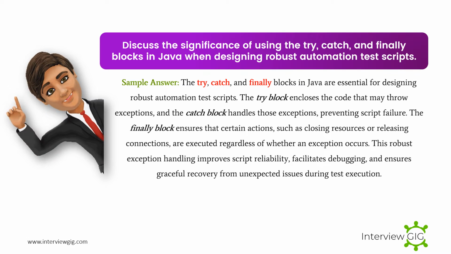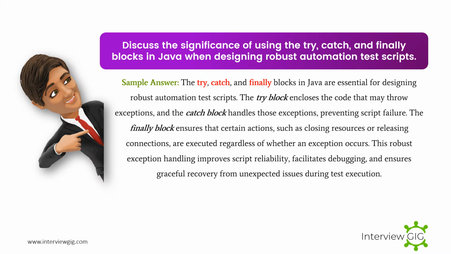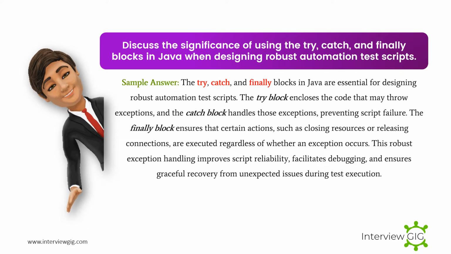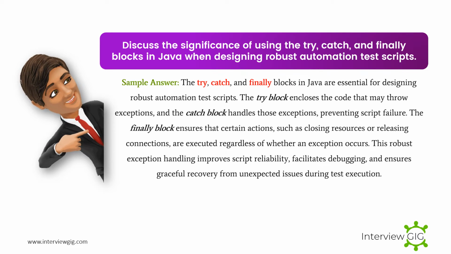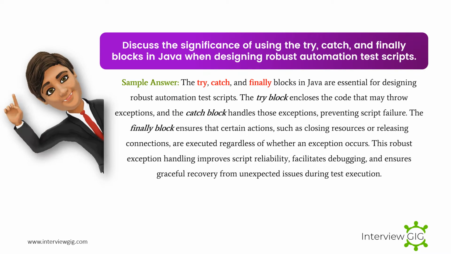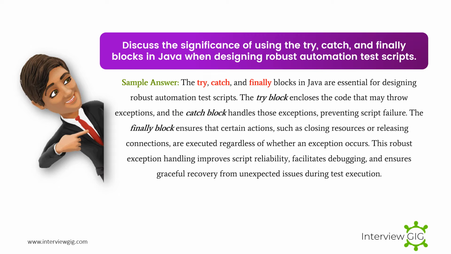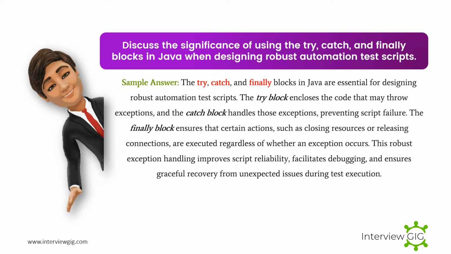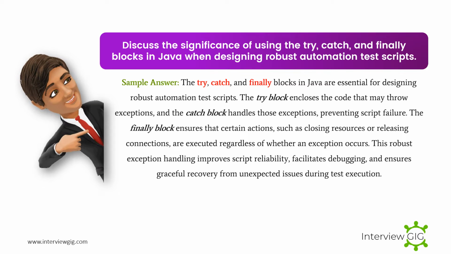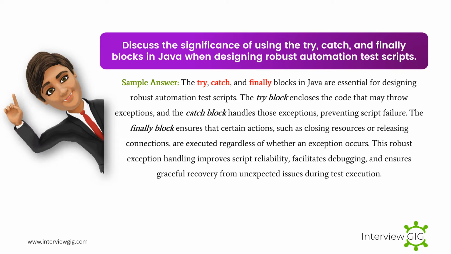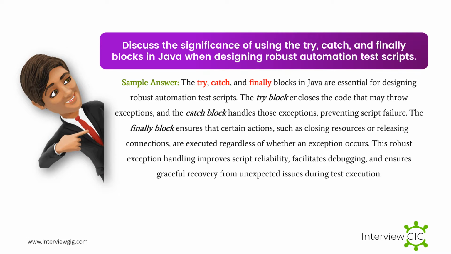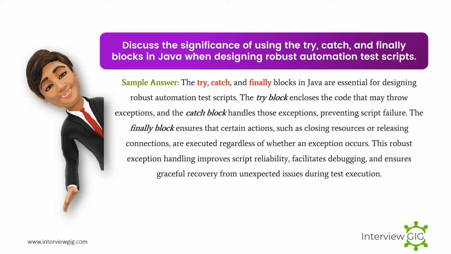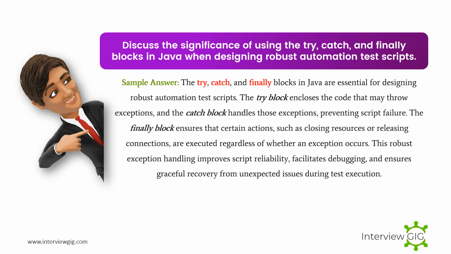Discuss the significance of using the try, catch, and finally blocks in Java when designing robust automation test scripts. The try, catch, and finally blocks in Java are essential for designing robust automation test scripts. The try block encloses the code that may throw exceptions, and the catch block handles those exceptions, preventing script failure. The finally block ensures that certain actions, such as closing resources or releasing connections, are executed regardless of whether an exception occurs. This robust exception handling improves script reliability, facilitates debugging, and ensures graceful recovery from unexpected issues during test execution.